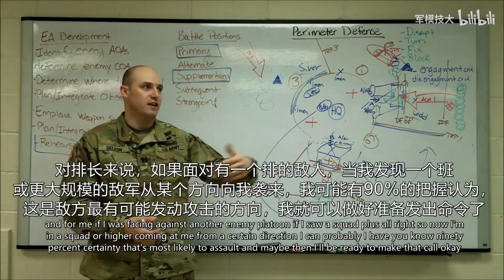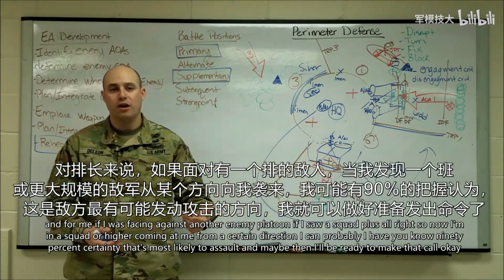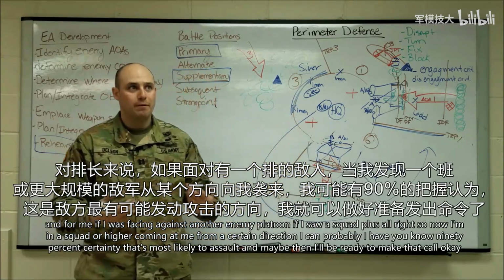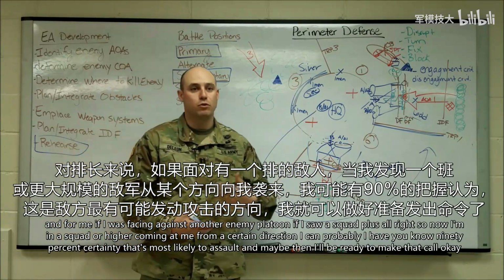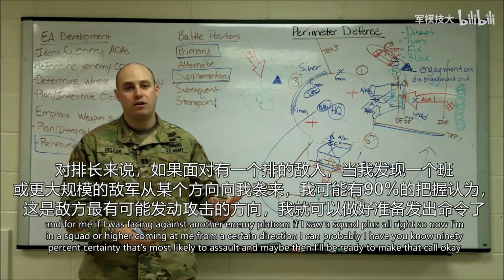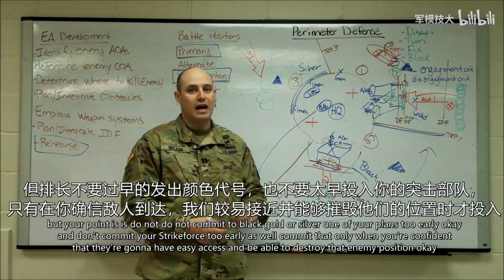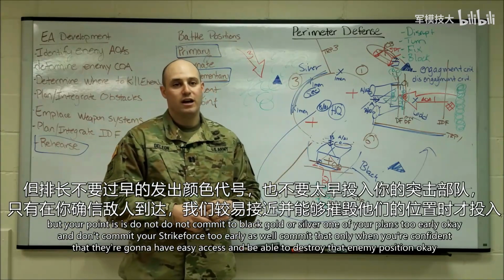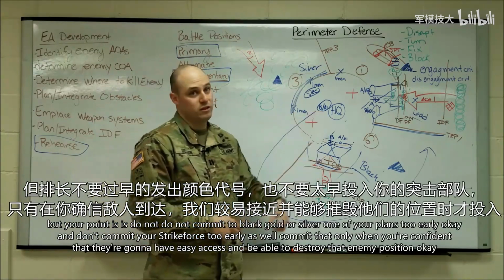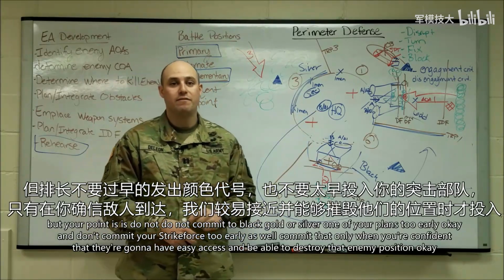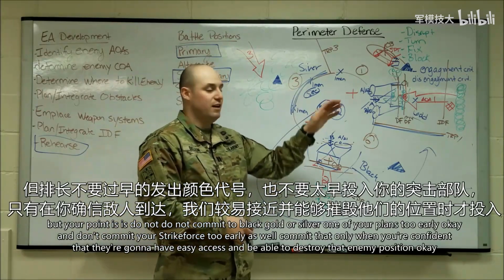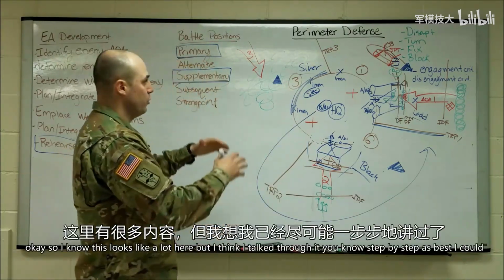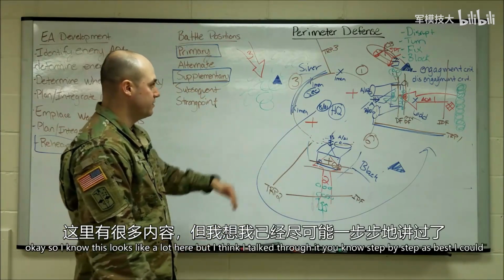And for me, if I was facing another enemy platoon, if I saw a squad plus, all right, so an element, a squad or higher, coming at me from a certain direction, I have 90% certainty that's most likely the assault. And maybe then I'll be ready to make that call, okay? But the point is do not commit to black, gold, or silver, one of your plans, too early, okay? And don't commit your strike force too early as well. Commit that only when you're confident that they're going to have easy access and be able to destroy that enemy position, okay?